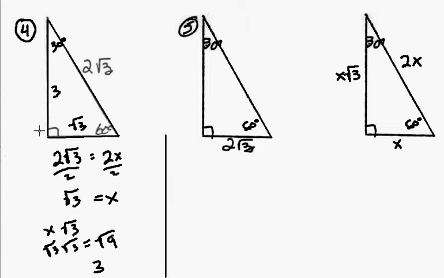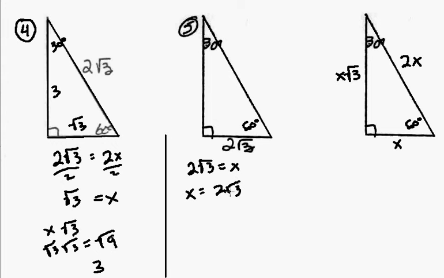Moving on to problem number 5. Here I have the short side being 2 times the square root of 3. So that's equal to x. So looking at this relationship, we see that the short side, 2 square root of 3, is equal to x. So let's create the equation 2 square root of 3 equals x. And we can turn that around. We can go x equals 2 square root of 3.